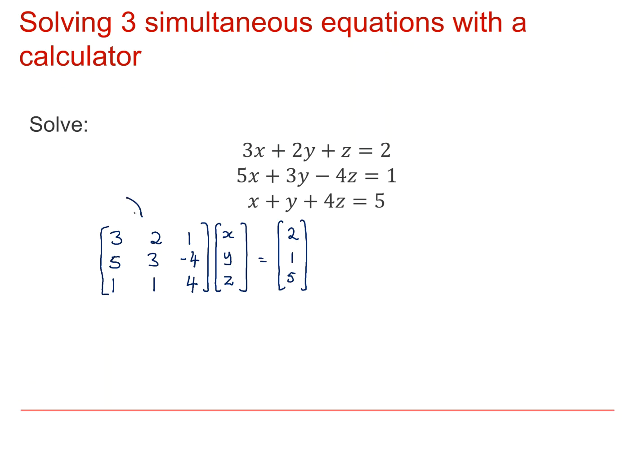If we call this matrix A, then our solution will be x, y, z equals A inverse multiplied by 2, 1, 5.